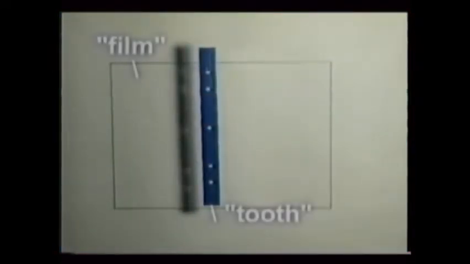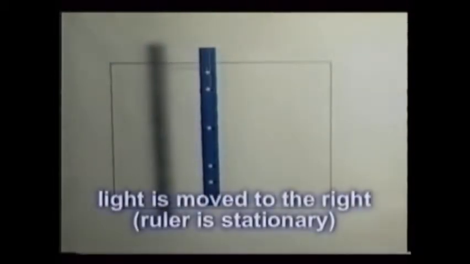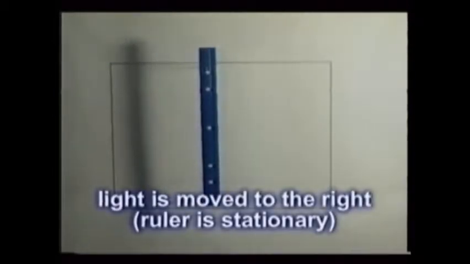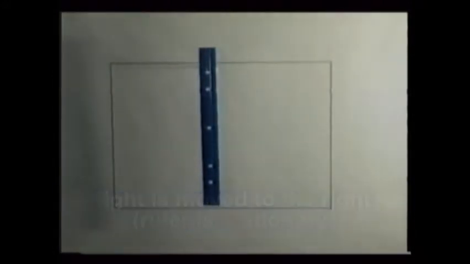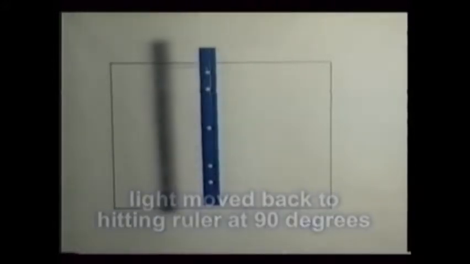Finally, pretend that the square drawn on the board is the X-ray film. The ruler is the tooth. As the light source is moved sideways, diverted from hitting the film dead on at 90 degrees, notice how the tooth moves off the film. So hitting the film at a right angle helps assure us that the tooth's shadow will be present and centered on the dental film.